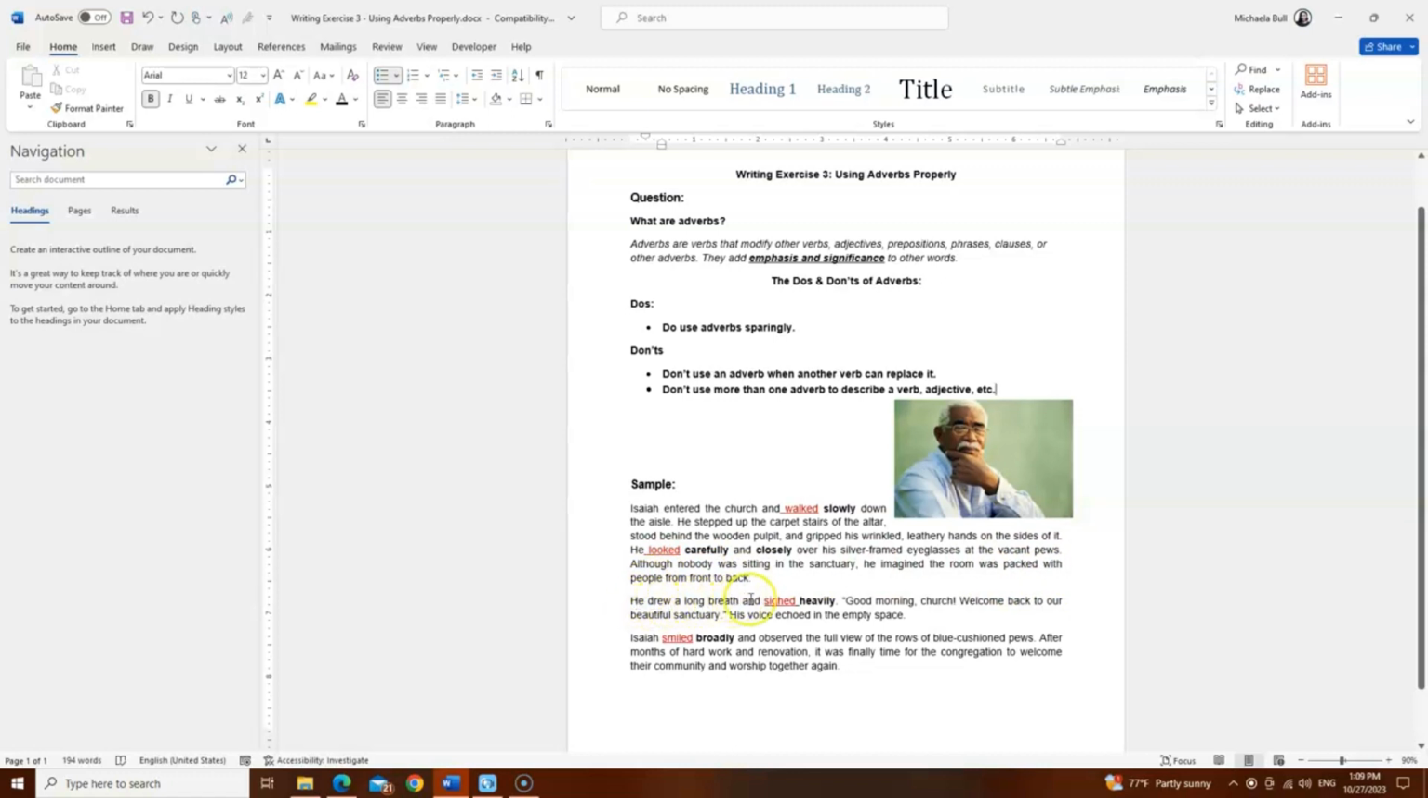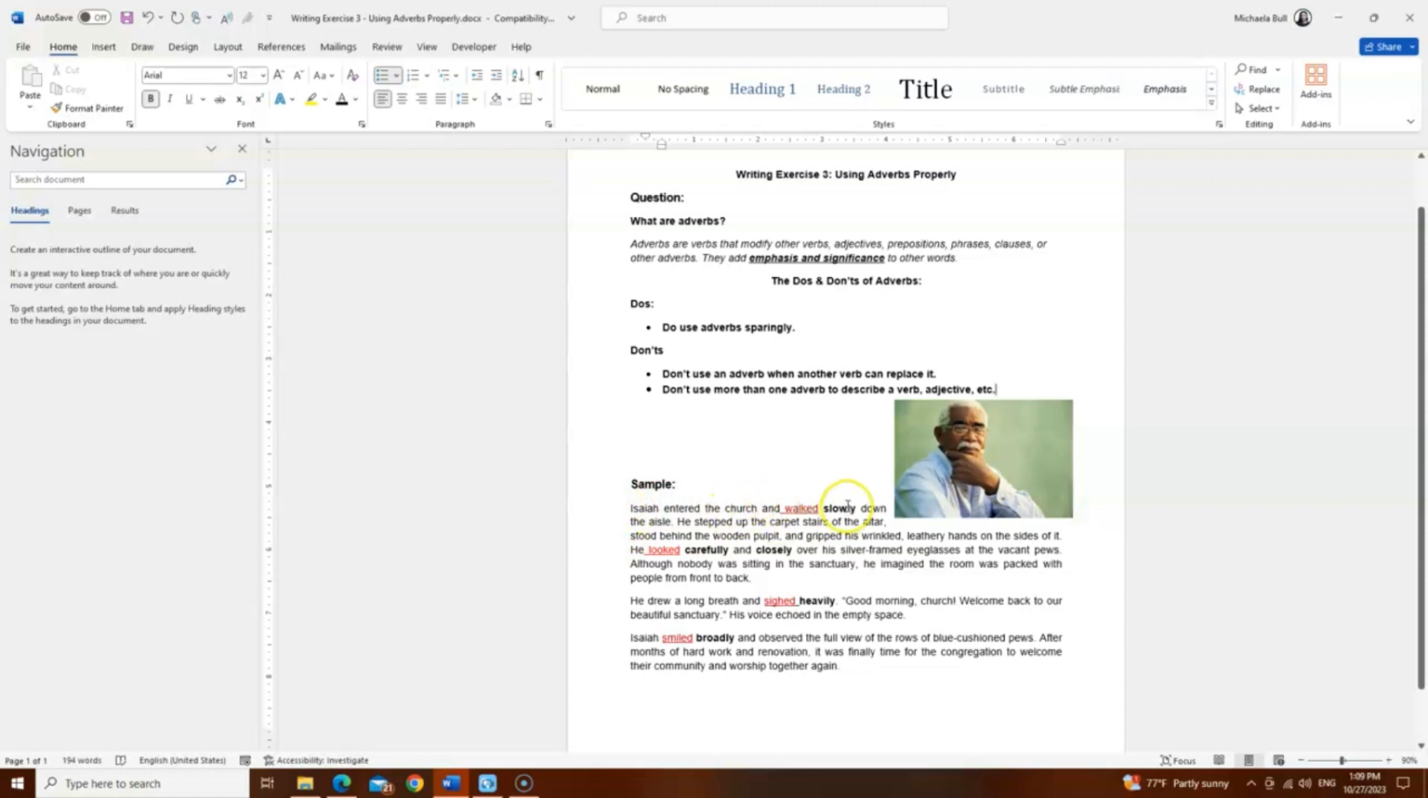He drew a long breath and sighed heavily. "Good morning, church. Welcome back to our beautiful sanctuary." His voice echoed in the empty space. Isaiah smiled broadly and observed the full view of the rows of blue-cushioned pews. After months of hard work and renovation, it was finally time for the congregation to welcome their community and worship together again.